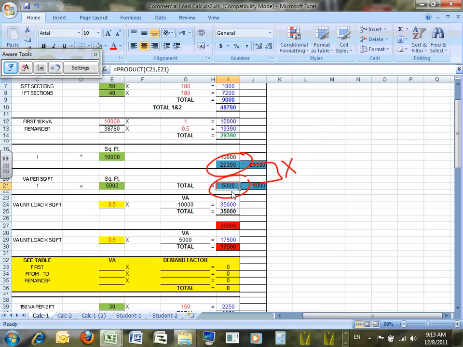These are going to be added for receptacle load. This is my total receptacle load. Done. The future as well as this number, after I compare between the 180 volt amp and the 1 volt amp. Any question, guys, about this?